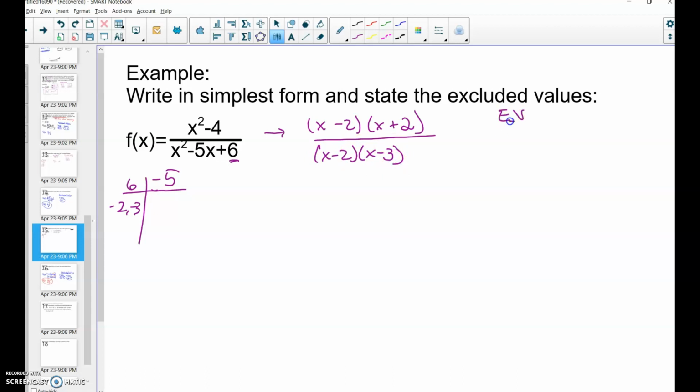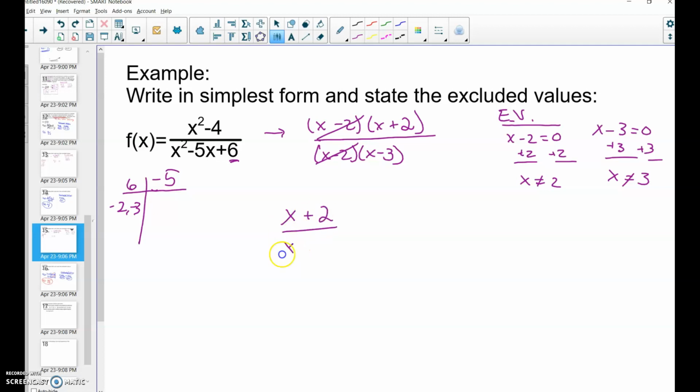Your excluded values, do this first. So x can't equal 2, and then your other one, x minus 3. Solve it for x, and x can't equal 3. Now you can go ahead and cancel out any common factors. x minus 2 cancels. So your simplified form is x plus 2 over x minus 3. And then you also need to state that x can't equal 2 or 3.